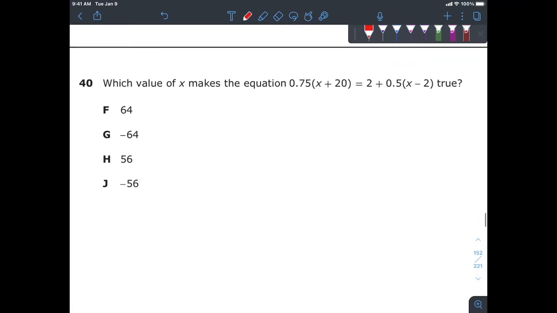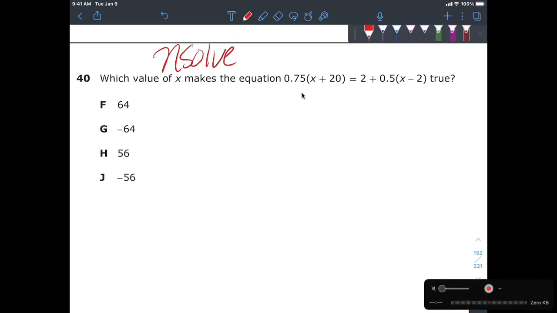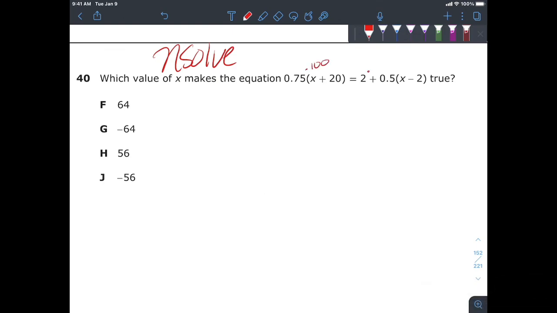Number 40. Which value makes this equation true? So for this particular one, I see that there are decimals. Of course, in my calculator, I can perform an NSolve. However, because these are two decimal places, I can do a couple of different things. I can convert them to fractions. I can multiply by 100. I can do any number of things that would help me. So I'll just multiply everybody by 100 to just get away from those crazy decimals.